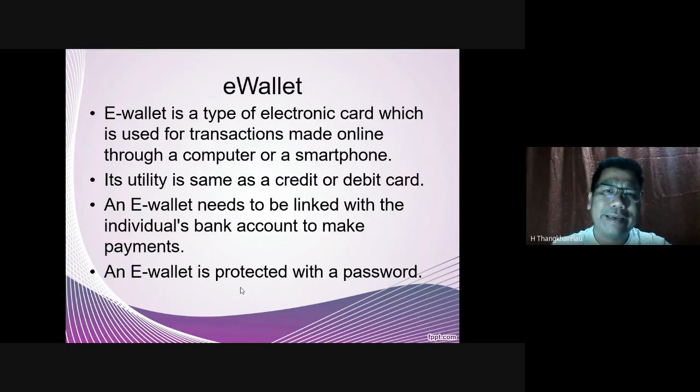An e-wallet is like a credit card or debit card, but it is in electronic form. As you know, a debit card or credit card is in plastic with a chip in it, but these e-wallets are electronic. It is a soft copy. You can regard it as a soft copy of cards, okay? So that can be used for online shopping because it will have some details like a credit card or debit card. Okay, let me continue in Mizo.